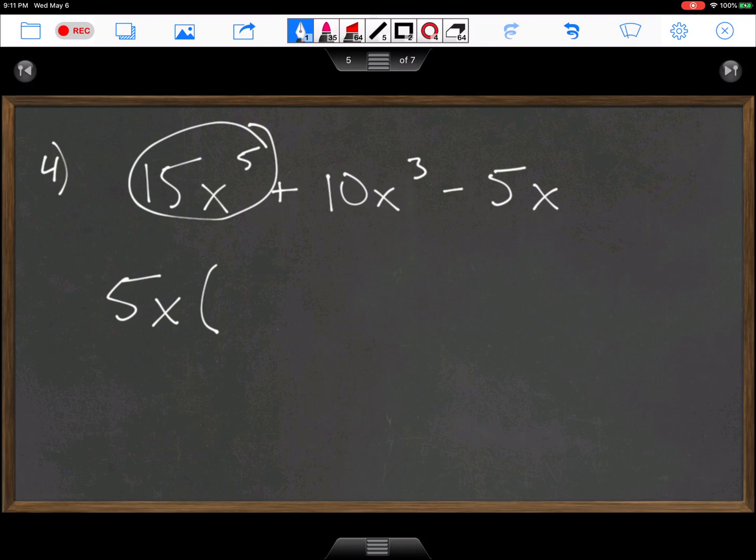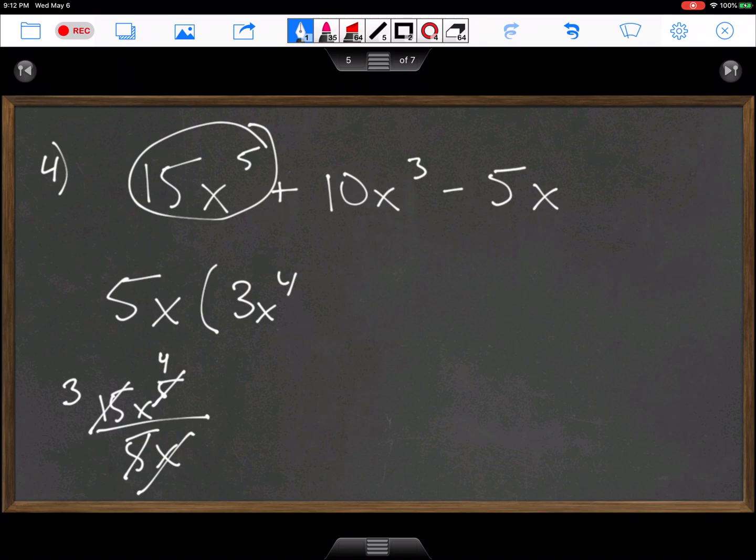I look at the first term. So really, what we're doing for that first number inside of our parentheses is 15x to the 5th. We're dividing out that 5x. We're pulling a factor of 5x out. And that's going to give me 3x to the 4th. So if you look at it down here, divide by 5, divide by 5, divide by x, a factor of x, that leaves me with 4.